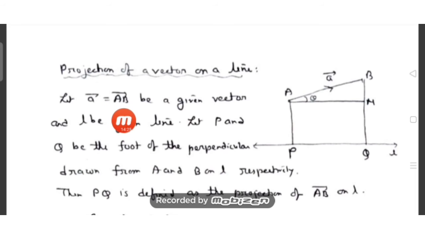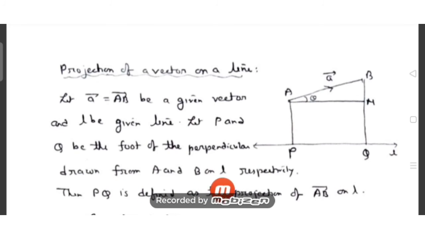Let A bar, which is equal to AB bar, be a given vector, and let L be a given line. Let P and Q be the feet of the perpendiculars drawn from A and B on the line. We want to find the projection of AB on L, so from points A and B we drop perpendiculars on the line.